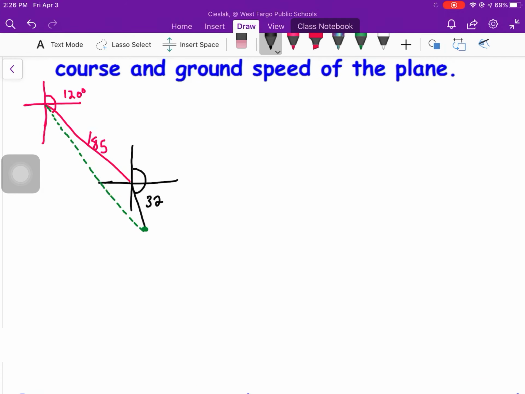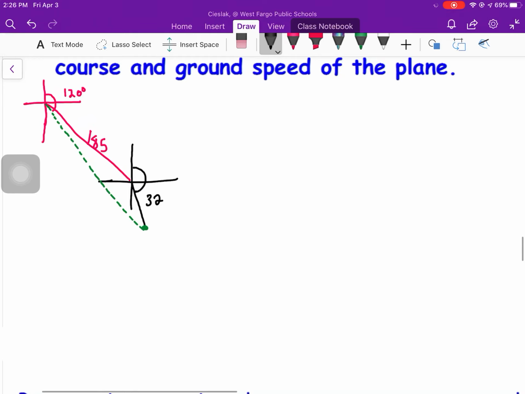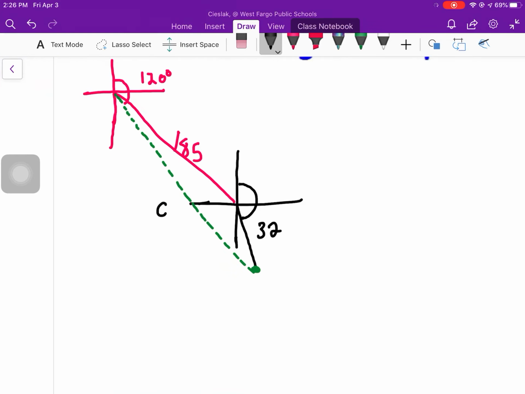So in order to find the ground speed, in the previous ones, all we ever had to do was the Pythagorean theorem because it was a right triangle. Now we're going to just have to do law of cosines. Okay, so I'm going to call this C. The problem is, in order to do that, I need to know what this angle right here is in my triangle.